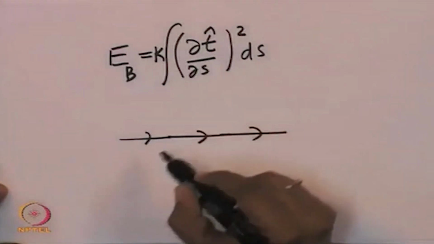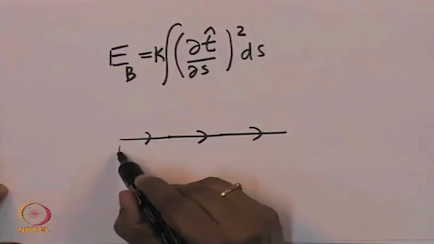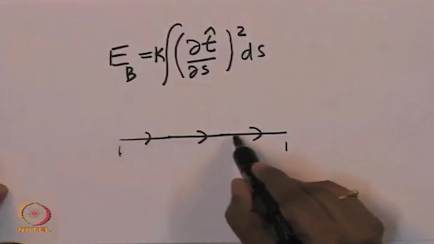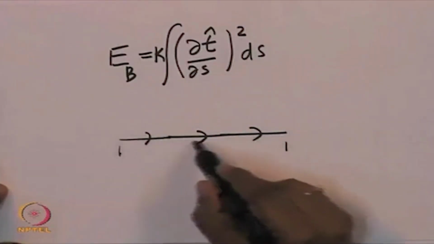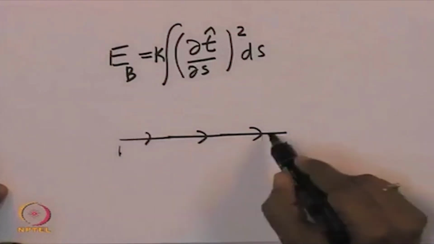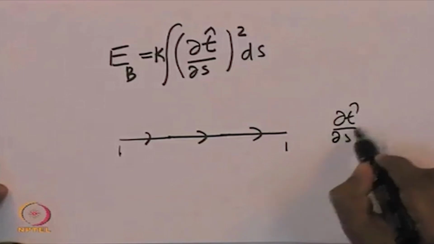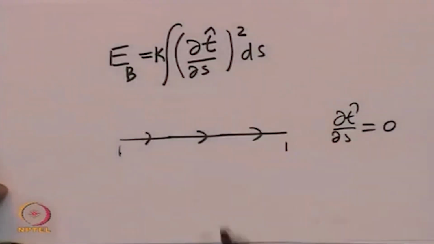Then the dt by ds, and this S is something varying from here to here. So, as you go along the S, which is this distance, if the tangent vector does not change, then del t by del s will be 0. So, there the bending energy will be 0.